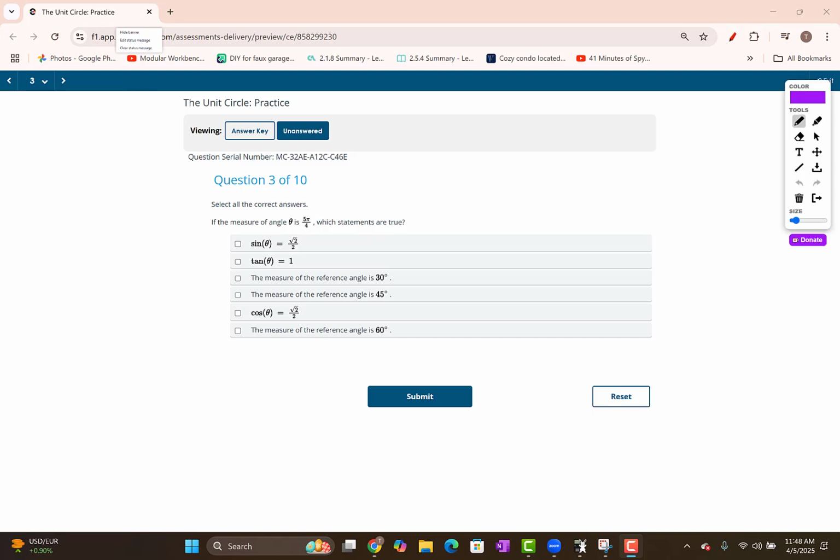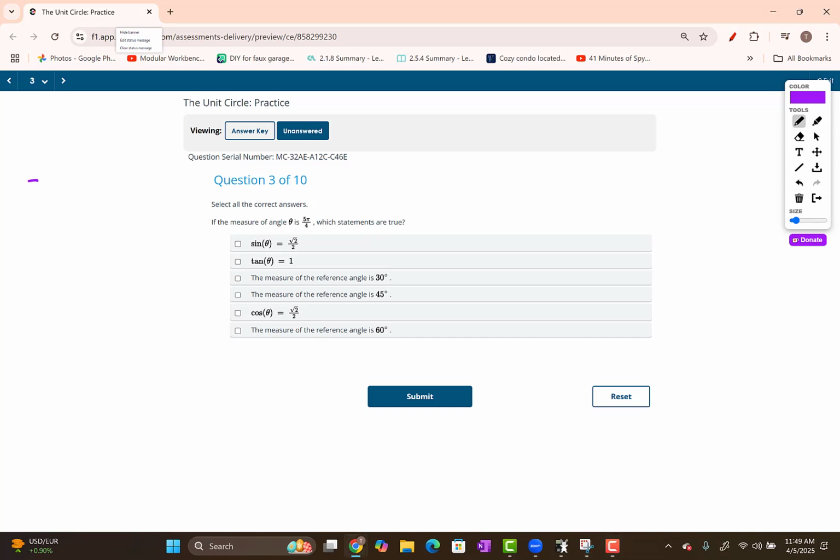Question 3, which says if the measure of an angle theta is 5 pi over 4, which statement is true? When you're first learning this, it is helpful to convert this to a more familiar value set, which would be degrees. So this is in radian mode. So we're going to convert this to degree mode.